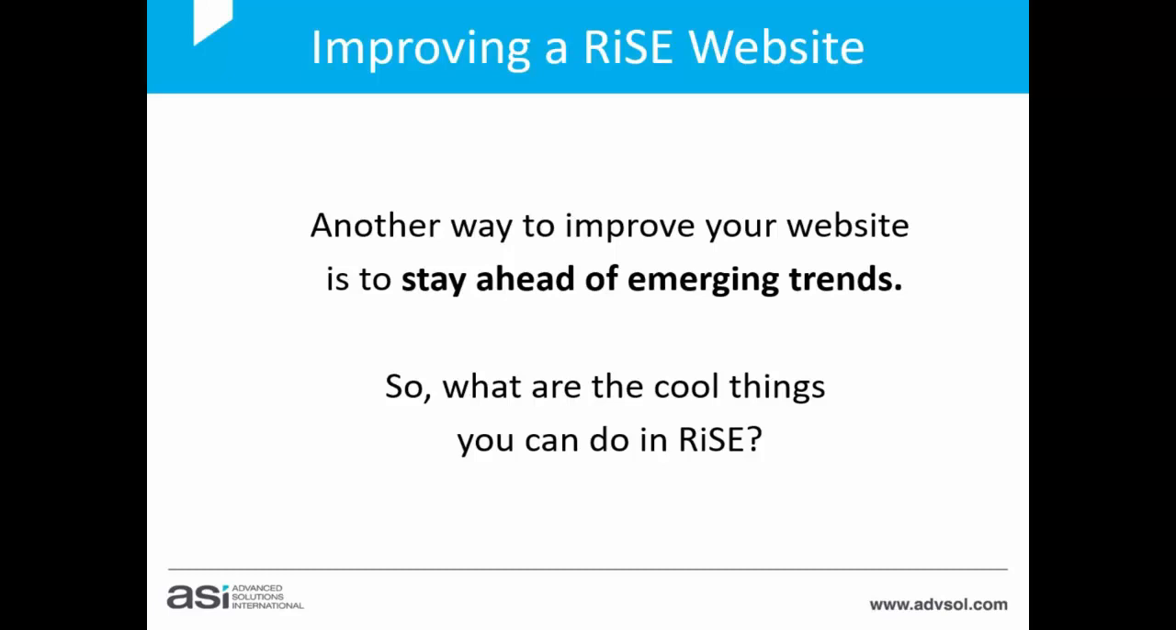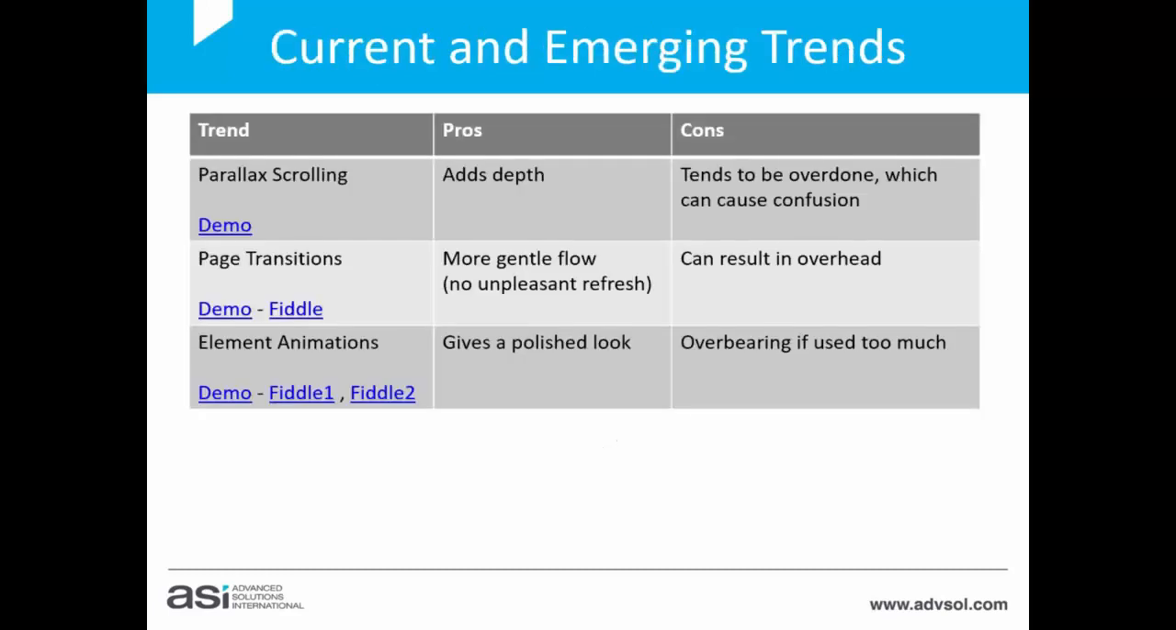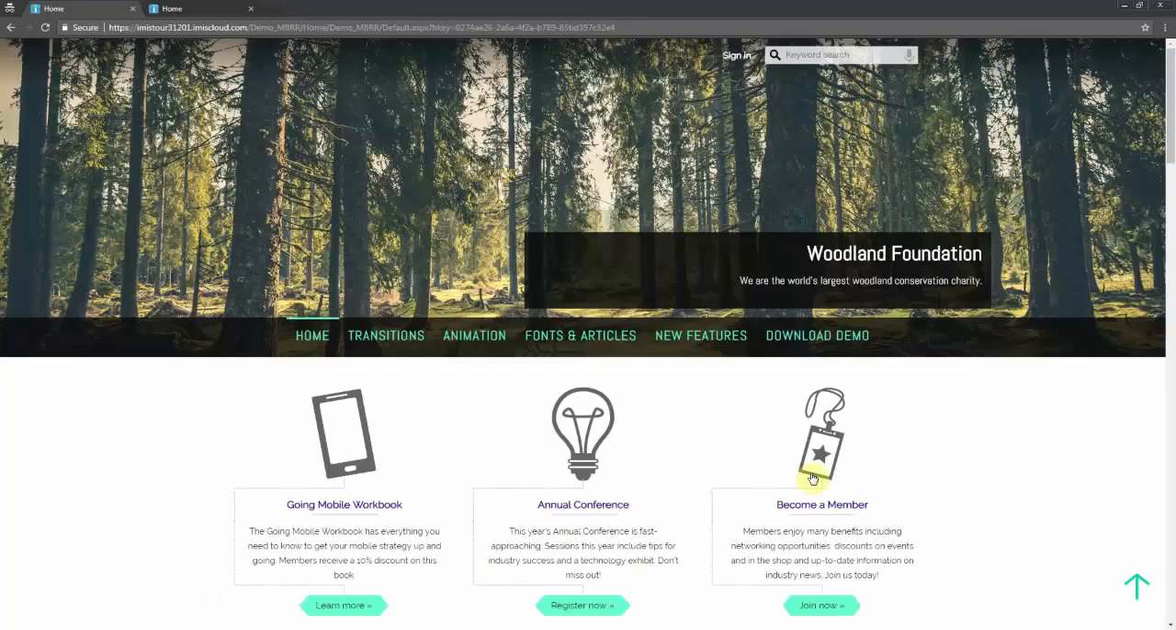Another great way to improve your website is to stay ahead of emerging trends. Parallax scrolling has been around for several years, but still remains popular today. It's a great way to add depth to your website.